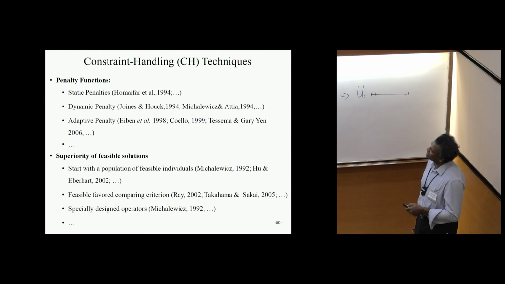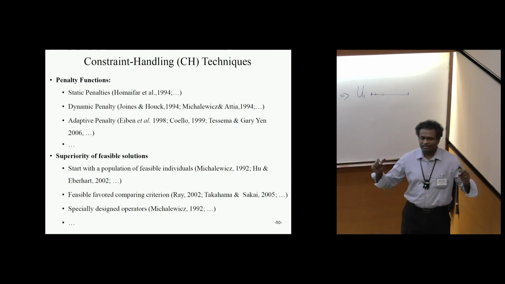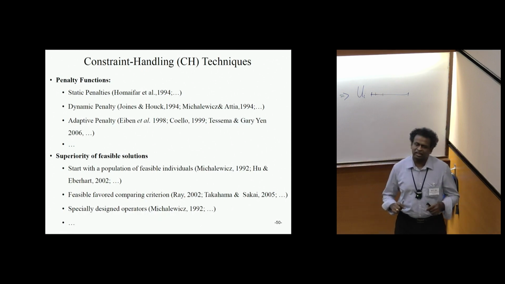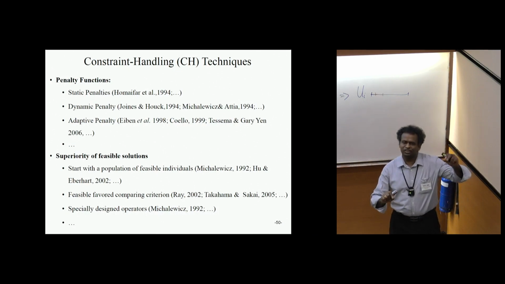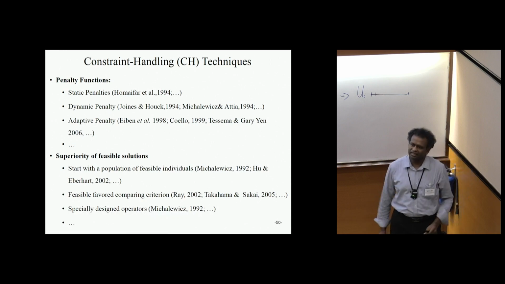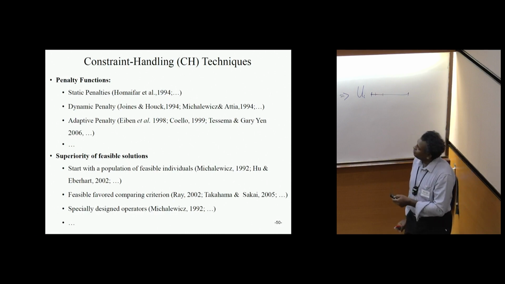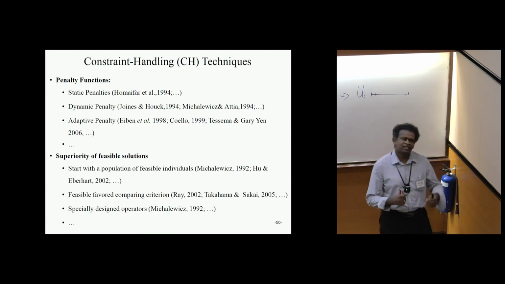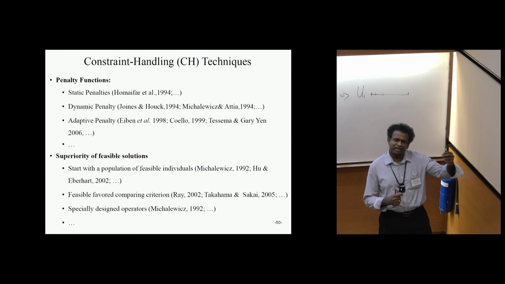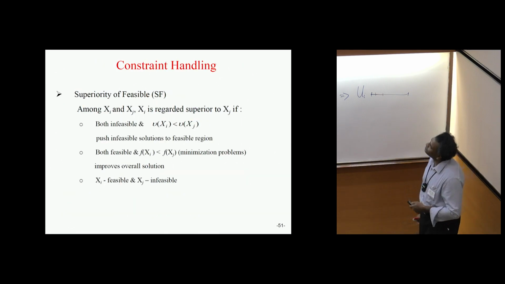Another one is known as the superiority of feasible solutions. That means when you compare, yesterday also I mentioned all evolutionary algorithms require you to compare two solutions. You have to say which one is better. When you are given two solutions, you should be able to say which one is better. So, the superiority of feasible method, by the name of the method, says a feasible solution is superior to an infeasible solution. That is the meaning of this method.